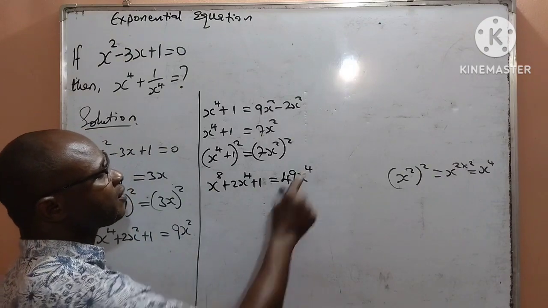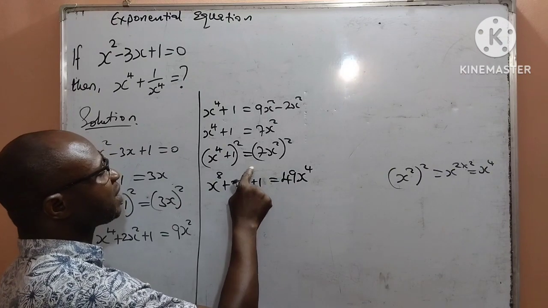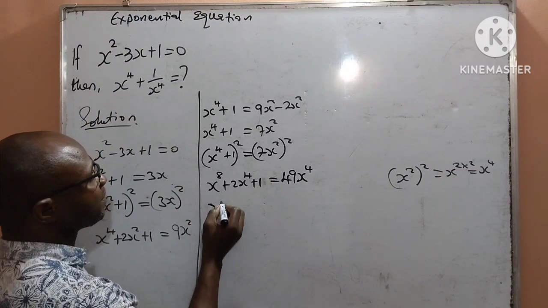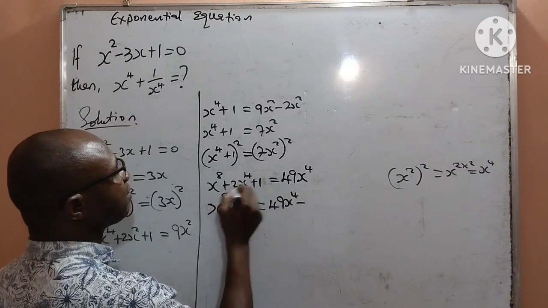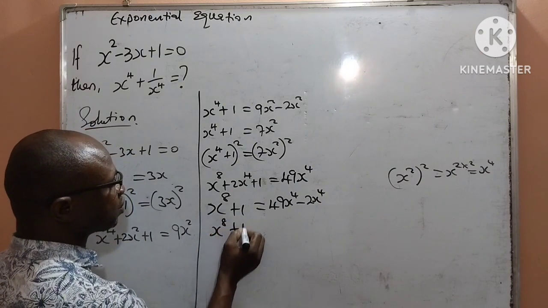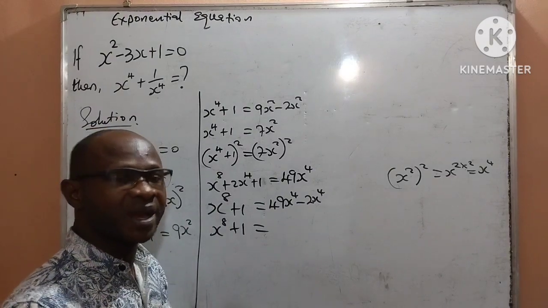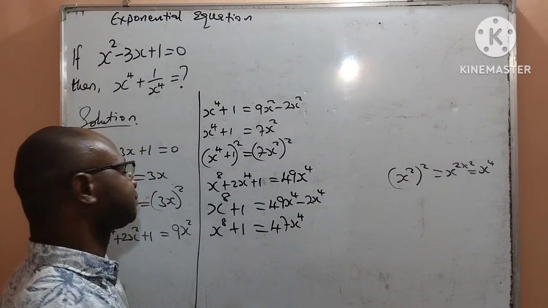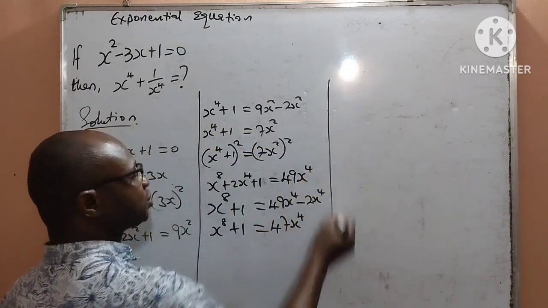Since I have x raised to the power 4 by the right hand side, I will now move the expression 2x raised to the power 4 to the right hand side to get x raised to the power 8 plus 1 equal to 49x raised to the power 4 minus 2x raised to the power 4. Therefore, x raised to the power 8 plus 1 equal to 49x raised to the power 4 minus 2x raised to the power 4 will now give me 47x raised to the power 4.